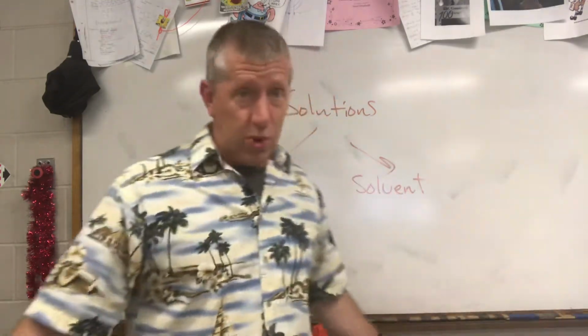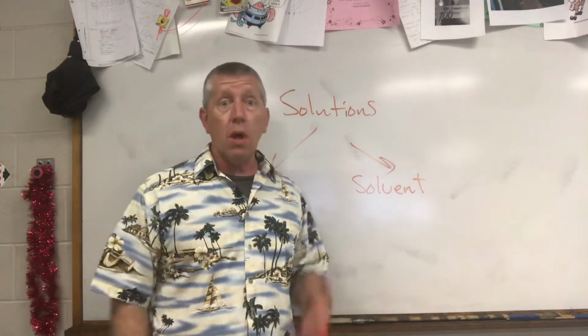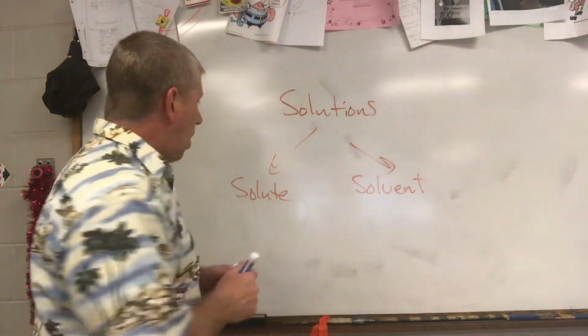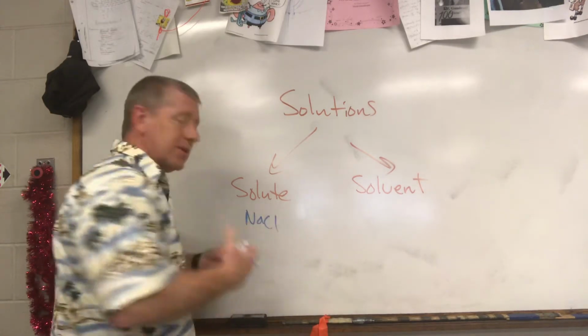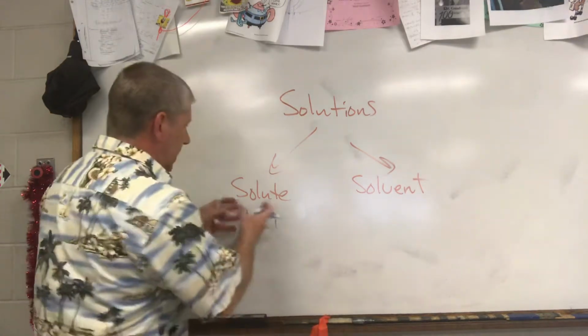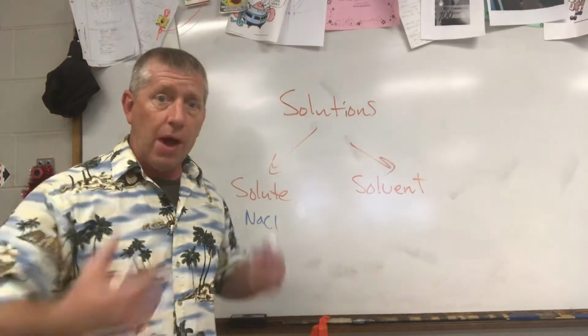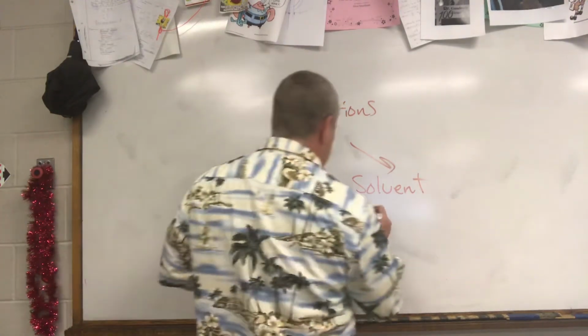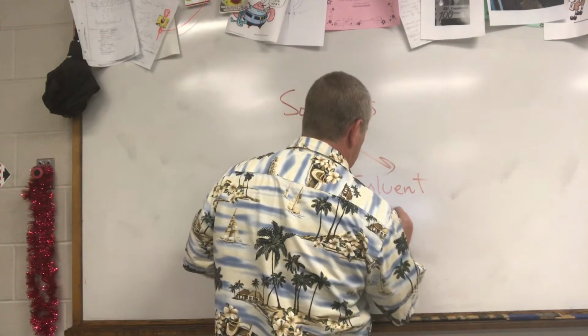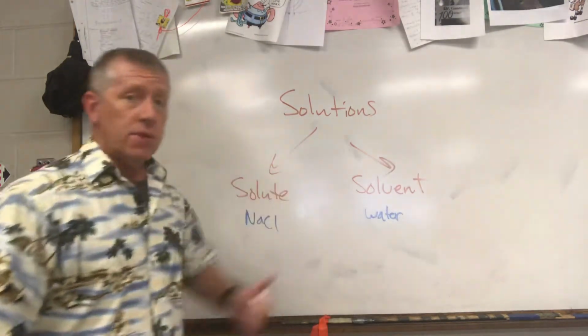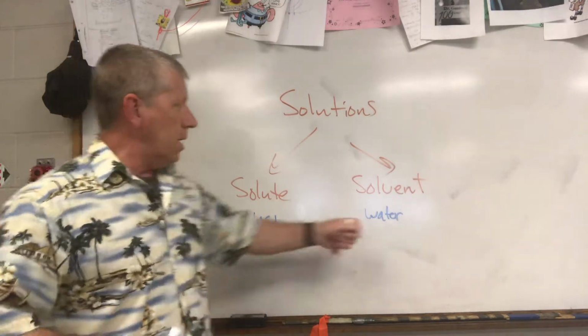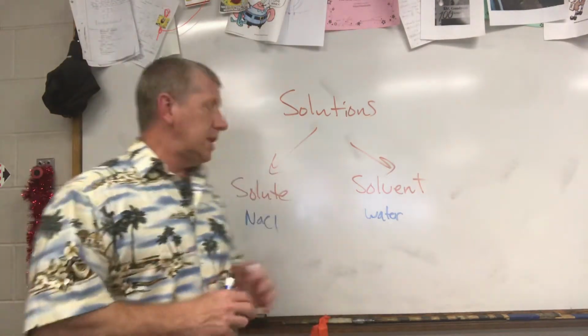Okay, so in other words, when it comes to an example, the most common solution on the planet is the ocean water, salt water. So in that example, the solute would be the salt. It's the thing that gets dissolved. It's the thing that gets distributed throughout the solvent. And the solvent, in my example, would be the water. It's the thing that does the dissolving of the solute. Okay, so salt water, a very common solution.